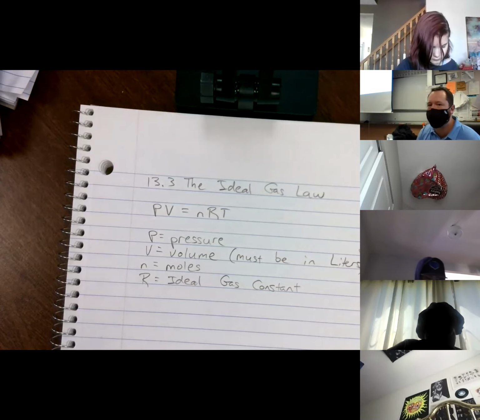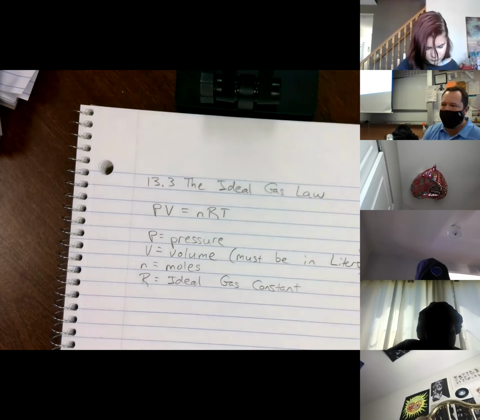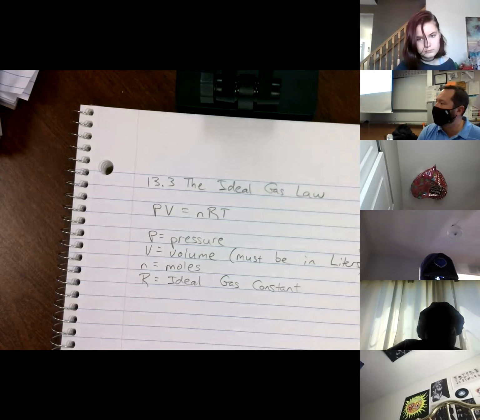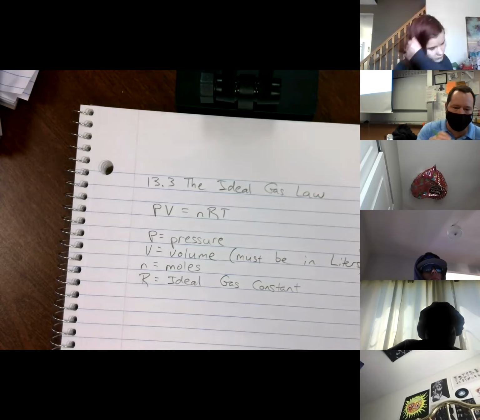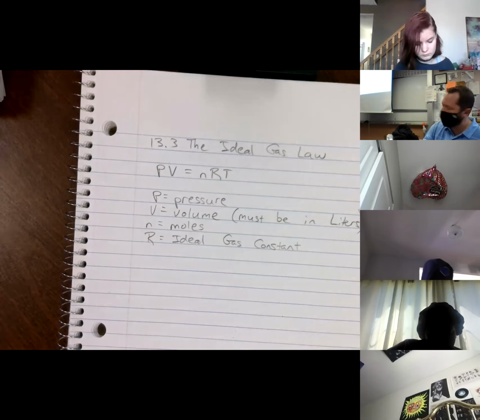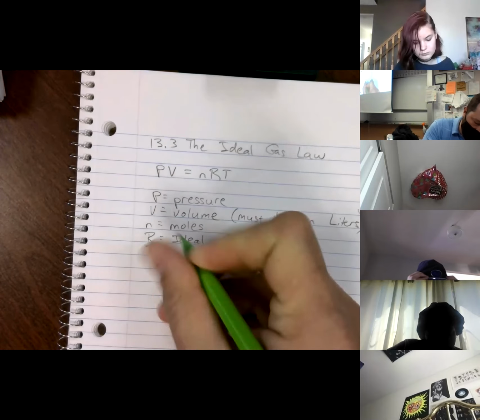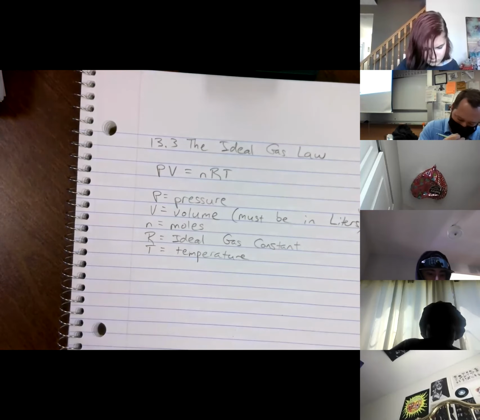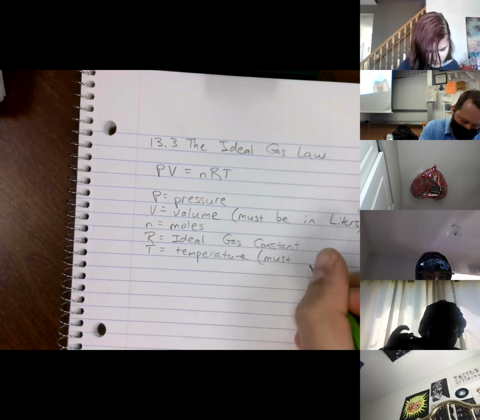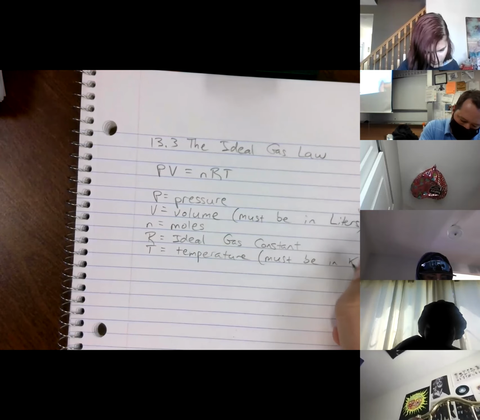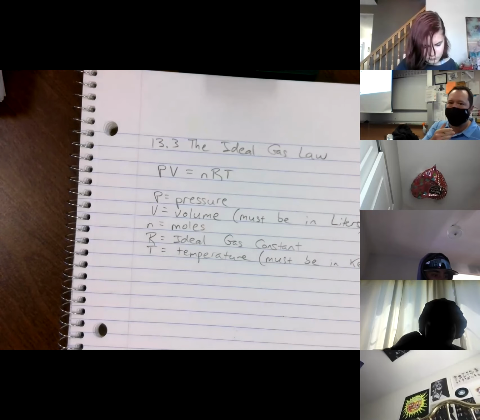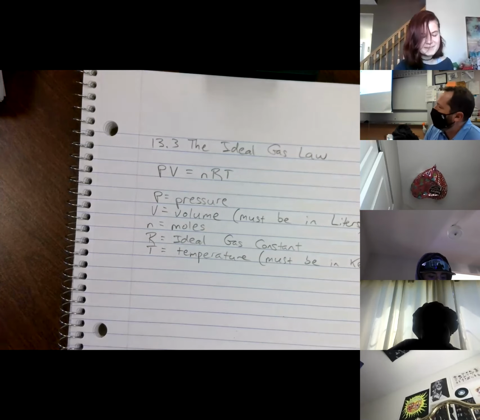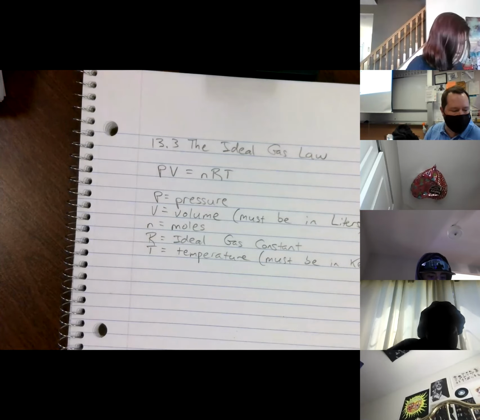R is also a new variable there. R is the ideal gas constant. We'll talk about it in just a second here. The word constant is kind of misleading, not really, but kind of misleading. And then finally we have T, and that one is familiar to us. That is temperature. And that must be in Kelvin, like all of our other gas laws. So nothing new about that. Get used to adding that 273. Must work in Kelvin.